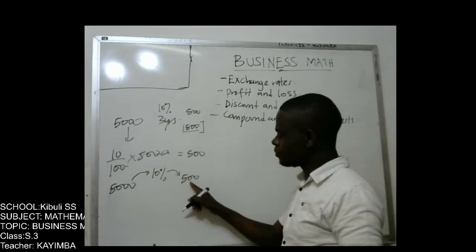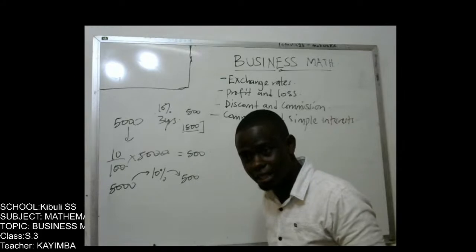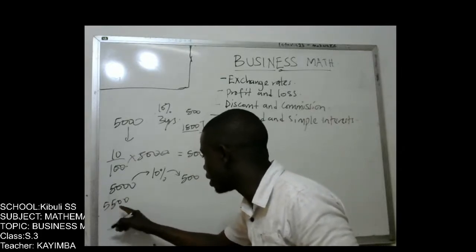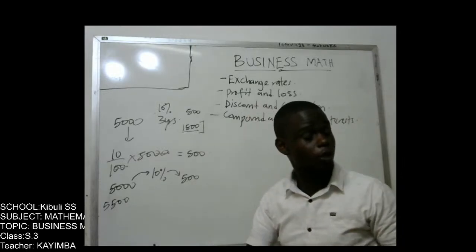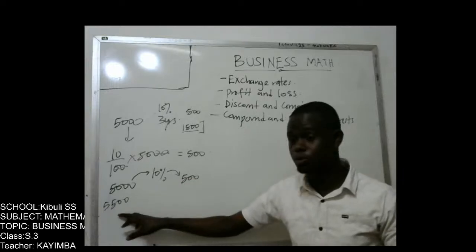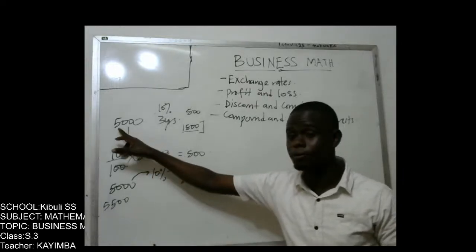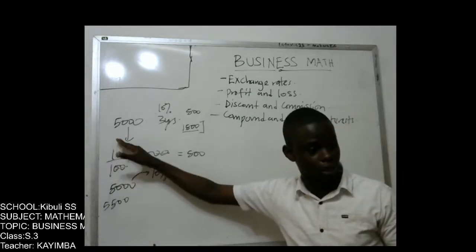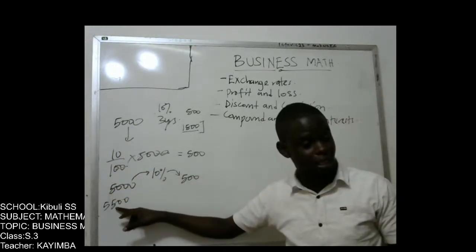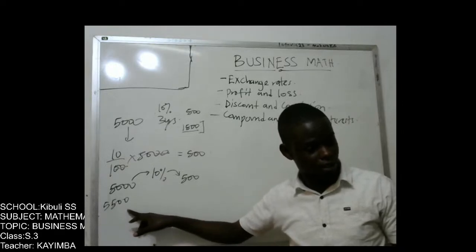But for a compound interest, if you borrowed this and the interest is 10%, then you pay 500. Then for the following year, the principal will not be 5,000, but it will be 5,500. The principal keeps on adding. Are you getting me? The interest will add on the principal. But for the other one, the principal was 5,000, even the next year and the other year they counted 5,000.